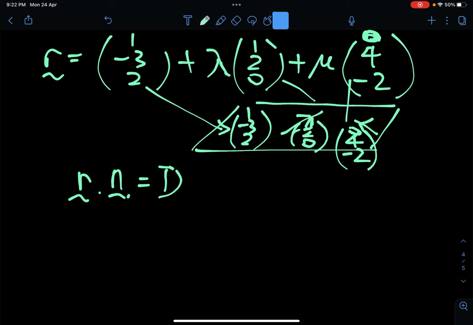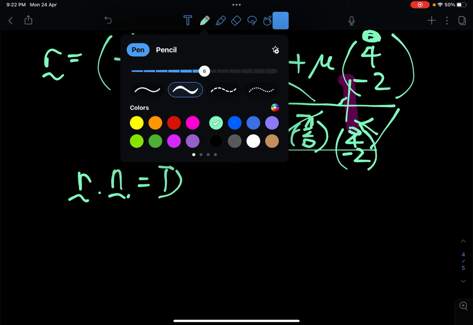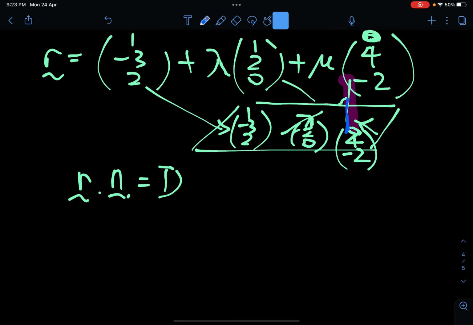Remember, when you cross two vectors on a plane, you get a vector that is normal to the two vectors. And because these two vectors are on the plane, when you cross them, you actually get a vector that is normal to the plane. I shouldn't highlight, I should change the color. So you see, you have this normal vector now.